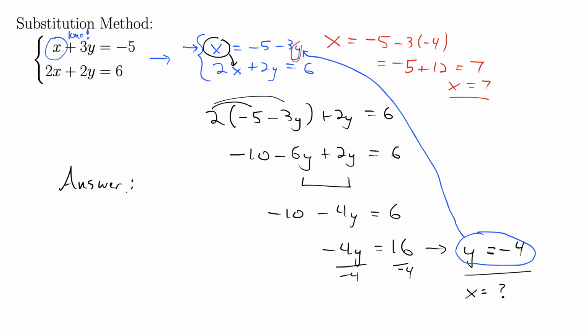Right, and then it's really nice to write this answer in a nice ordered pair. So, okay, (7, -4), right? Because remember, an ordered pair always has x first and y second. So there we go, a single point. Graphically, if we were to graph these two lines, this point would be where the two lines crossed.